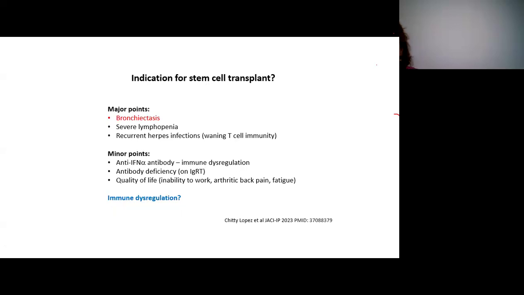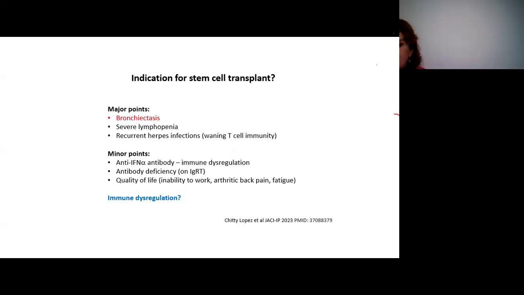So major point was that she has bronchiectasis, she has severe lymphopenia and recurrent herpes infections. And the minor points that we found her with the anti-interferon alpha antibodies, and this was during the COVID-19 pandemic, and there were some publications saying that when you have these antibodies and you get COVID-19, you could have worse outcomes and a severe clinical disease.